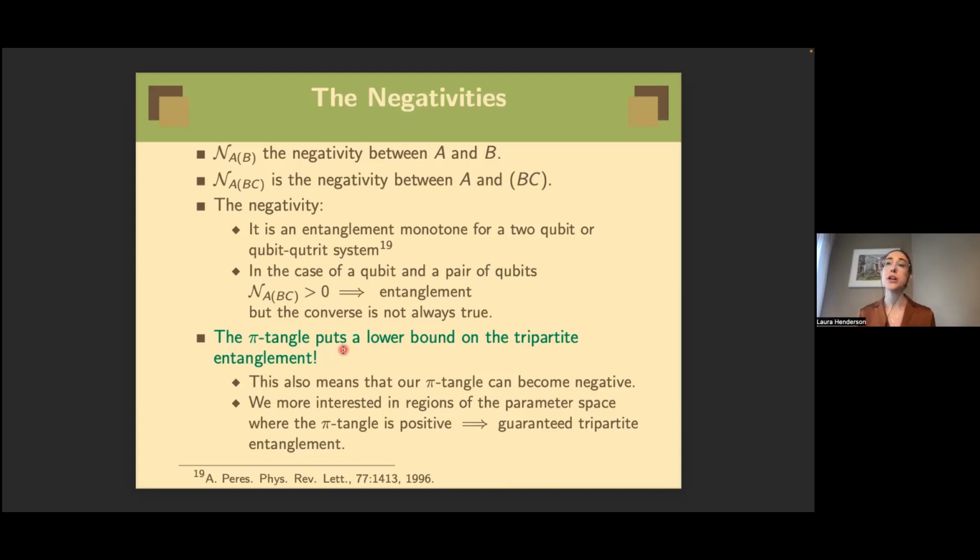So the pi tangle is going to put a lower bound on the tripartite negativity in the system. Because we're working with a mixed state, the pi tangle can become negative. That's not the case for a pure system, but that is just inevitable for working with a mixed state. So we're also going to be more interested in regions of the parameter space where the pi tangle is positive, because that means we are guaranteed to have tripartite entanglement in the 3 detector system.